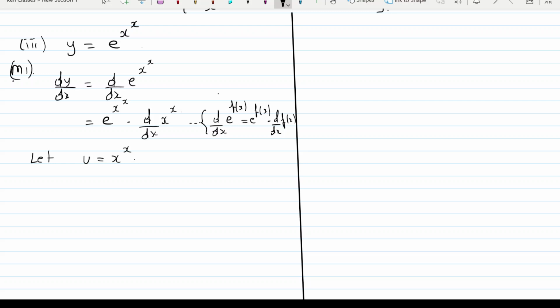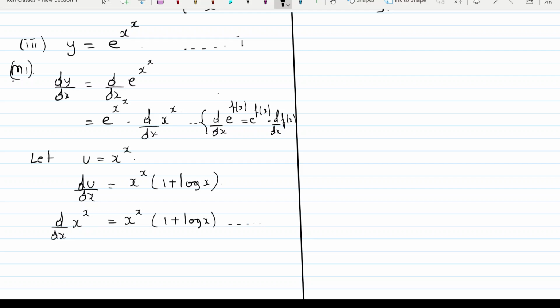Okay, I'll write the answer directly, that you get du by dx is equal to x raised to x into 1 plus log x. Or at the most I might write d by dx of x raised to x is x raised to x into 1 plus log x. This is equation 1, and this dy by dx which came in the first term we will call equation 2, and this is equation 3.